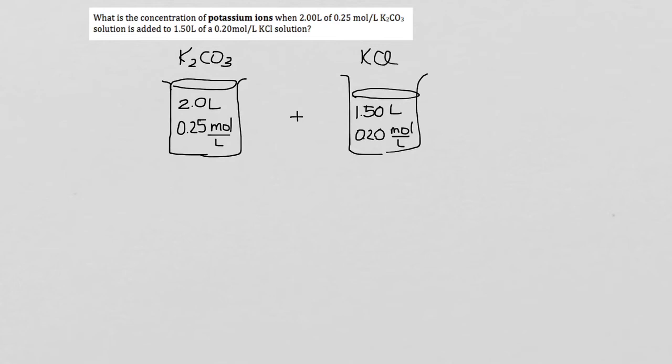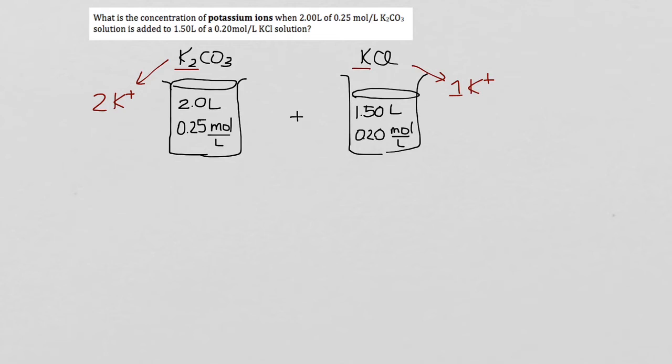So back to what I was saying, they both have potassium ions in it. But when they dissociate, it's in different ratios. Okay. So this will dissociate into 2 potassium ions. Each of these, sorry, will dissociate into one potassium ion.